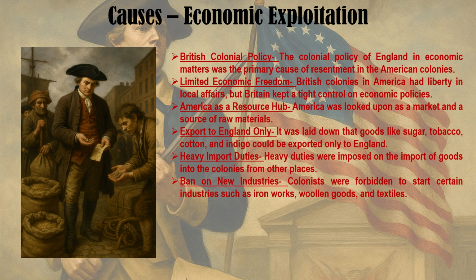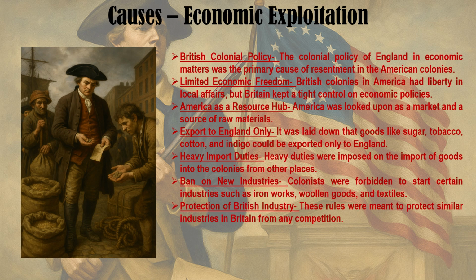Ban on new industries. Colonists were forbidden to start certain industries such as ironworks, woolen goods, and textiles. These are the things which the colonies were not allowed to make. Protection of British industries. These rules were meant to protect similar industries in Britain from any competition. So the Americans could not make certain products because if they made them, then they would act as competition for the Britishers and the Britishers would face loss. So that is why Americans were not allowed to do certain activities like ironworks, woolen goods and textiles.